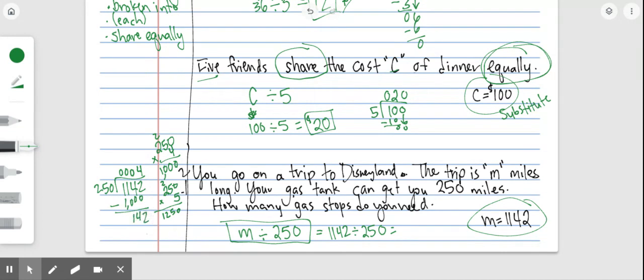So my answer is 4, because the whole number is on top, and 142 out of 250. This is my answer. That one was a little tricky, but we got it because we know that we take the number of miles we travel and divide it by how many miles we can go on one tank. You will need to make 5 stops because you'll need an extra amount of gas in your tank. So you will need 5 stops.